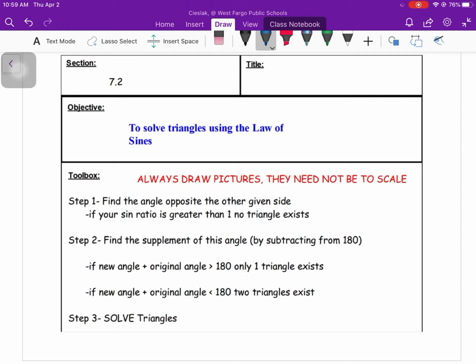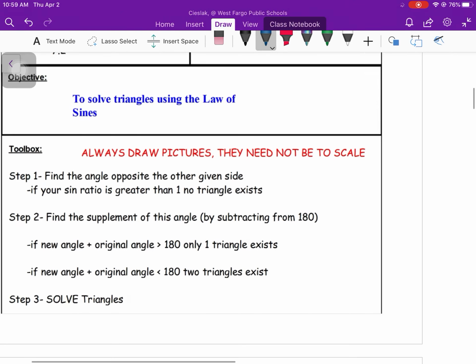So this is not going to make a whole lot of sense, but these are some really nice step-by-step processes to take when you have this ambiguous case or ASS. So step one is first draw your triangle, and then find the angle opposite the other given side. Okay, if your sine ratio is greater than 1, no triangle exists. Okay, step two, find the supplement of this angle by subtracting from 180. If the new angle you get plus the original angle given is greater than 180, we can only have one possible triangle. Okay, if the new angle plus the original angle is less than 180, two triangles exist.